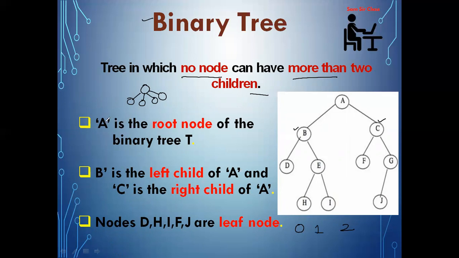If you see this diagram, A is known as the root of the binary tree, because that is the starting node. Then B is the left child, and C is the right child of A. As per our discussion, any node like D, H, I, F, J that doesn't have any child is known as a leaf node.